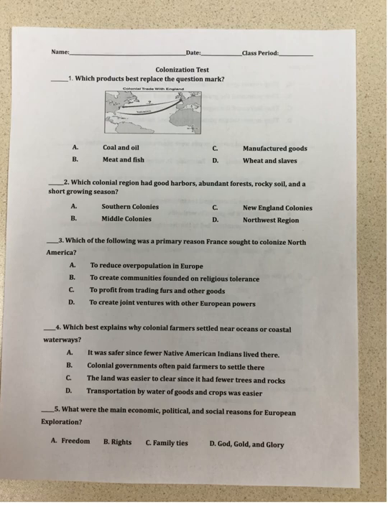Question number 2. Which colonial region had good harbors, abundant forests, rocky soil, and a short growing season? Is it A, southern colonies, B, middle colonies, C, New England colonies, or D, Northwest region?